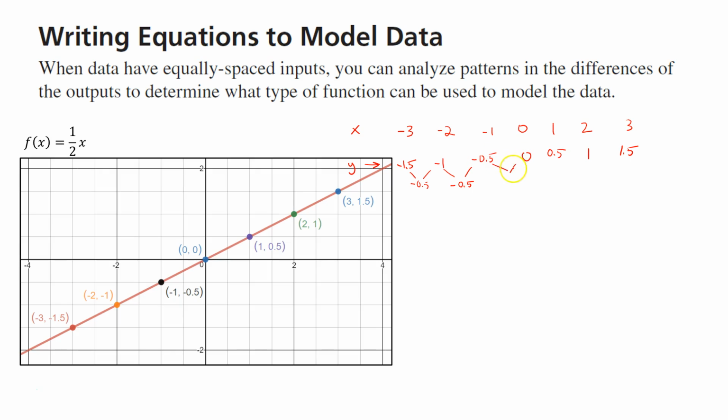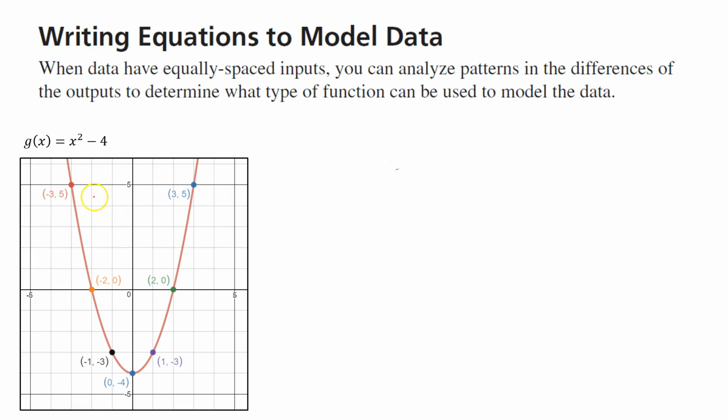-0.5 minus 0 is -0.5. 0 minus 0.5 is -0.5. 0.5 minus 1 is -0.5. And 1 minus 1.5 is -0.5. So a linear function will have all the same, or we call them constant, first differences. Those are the first differences, the first time we subtracted the outputs at evenly spaced intervals, and they're all the same number.